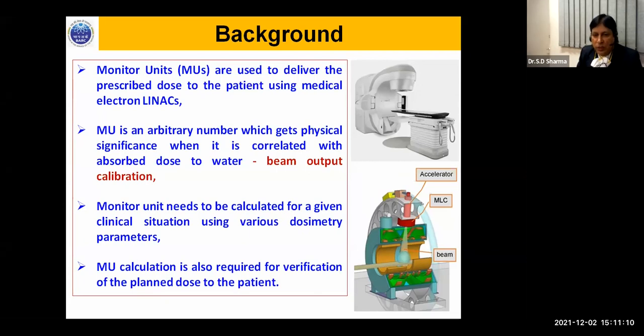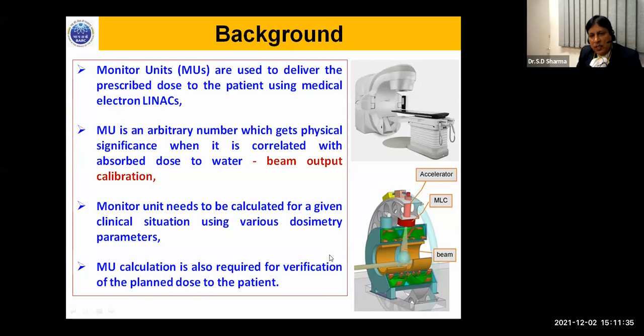So, usually it is done while measuring the beam output of the accelerators. Monitor units need to be calculated for a given clinical situation. It could be a simple case for treatment, whether palliative or curative, or it could be a complex case, but this talk will be restricted to non-IMRT type of treatments only.